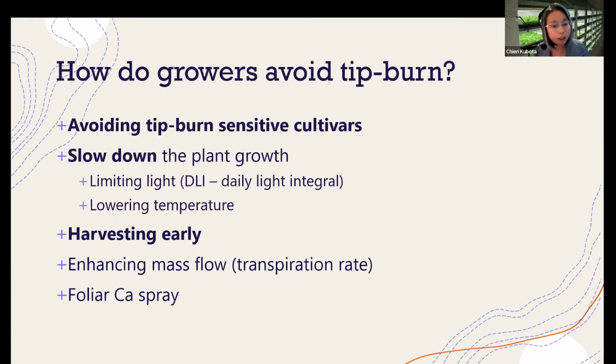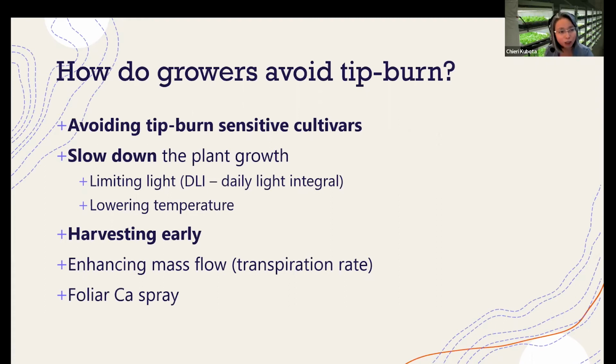Number one, slowing down the plant growth. This is the historically traditional approach: lowering temperature to slow down growth if you can do that, or limiting light intensity, shade cloth, or reducing supplemental lighting hours or intensity if you can, so that you can slow down the growth and reduce the demand, meeting the supply side of calcium.